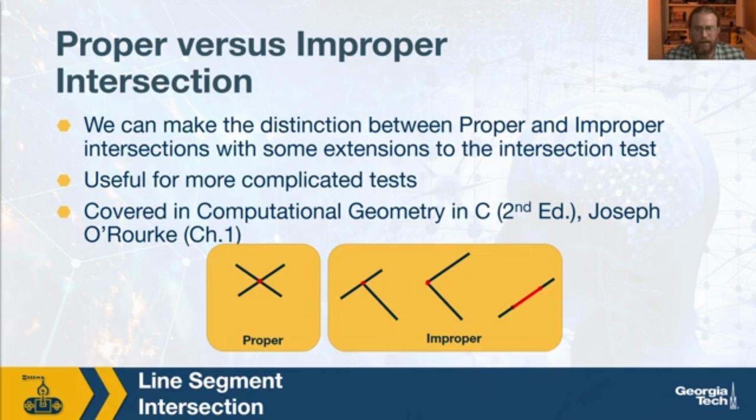So you can distinguish between these different possibilities depending on how you set up the predicate logic, and this is useful. You can make a proper intersection test and an improper test. I'm not going to go into all those details, but the code used in the game AI assignments, the base code for computational geometry, does have this as an implementation. And if you're interested in more, you can check out the Computational Geometry in C book, second edition, with Joseph O'Rourke as the author.